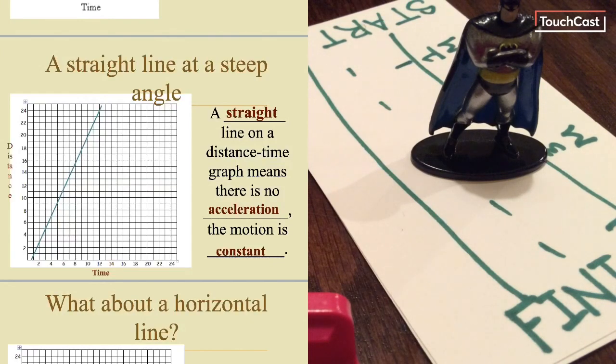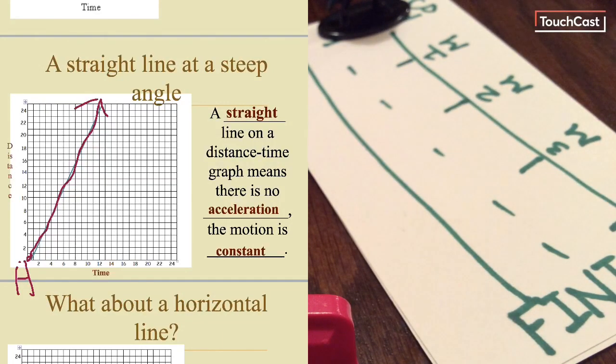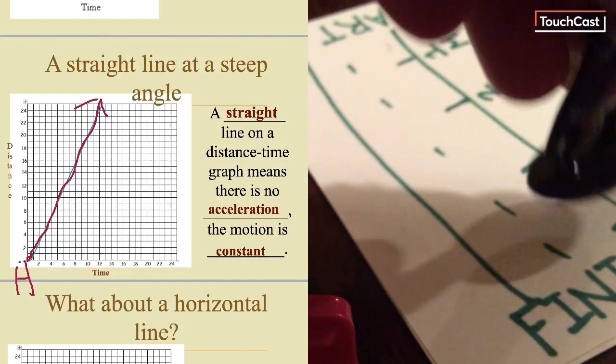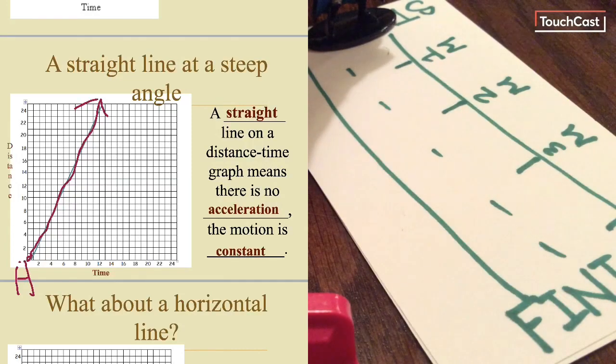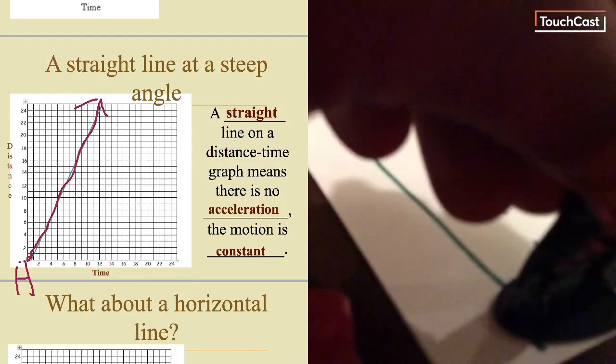Let's look at it here. This is home. Batman starts at home, and then over time he ends up away from home, wherever he needs to be. So I'm going to start him at the starting line. Now it says that there is no acceleration, which means there's no change in his speed, so his motion is constant. He's at the starting point, and he's going to walk the same pace until he makes it to his destination. He is walking the same pace until he makes it to the finish line.